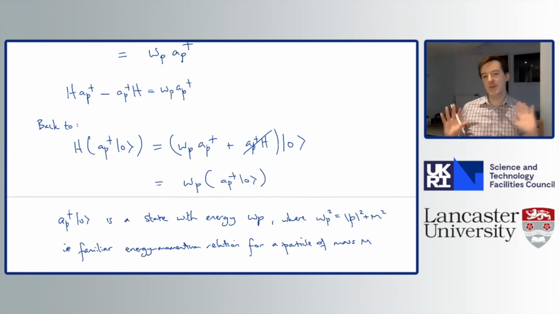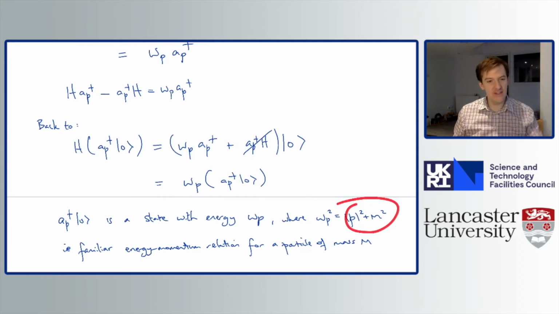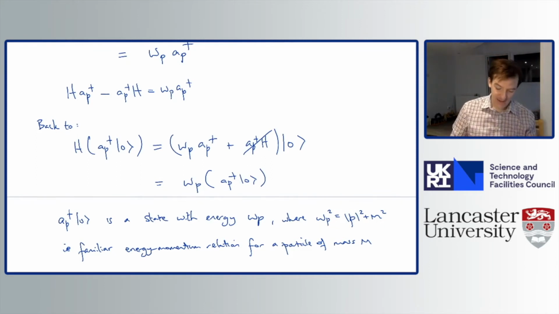But you could say, well, I'm still not convinced because I don't really know what these things are. You've defined omega P squared to be P squared plus M squared, and okay, I accept that this is the energy, but for this to be the energy momentum relation, there's one extra thing I want to see. I want to really see that this is the momentum of the state. So that's something that we can do. Let's think about how we do that.